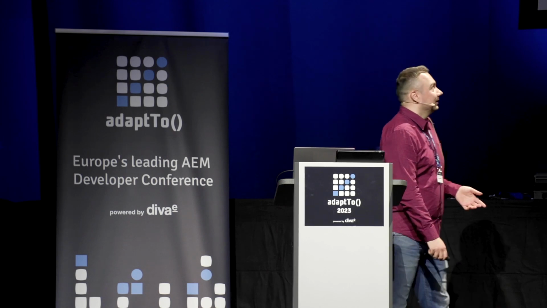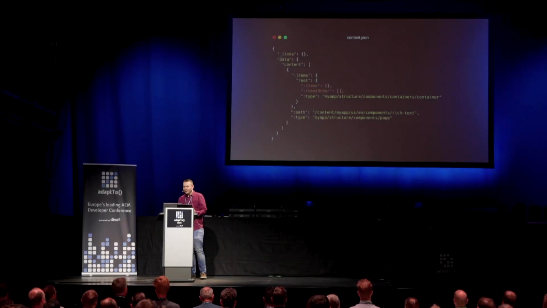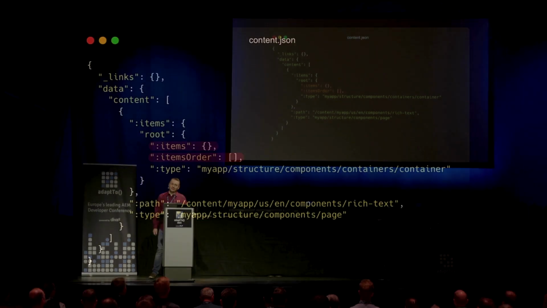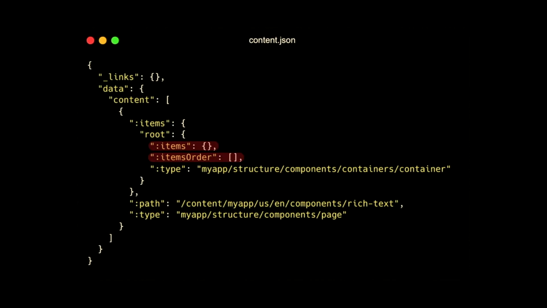But what does it mean that the JSON was misrendered? That means this. As you can see, there's no content at all. The content literally vanished. There's no components, no containers, literally nothing. Essentially an empty structure.